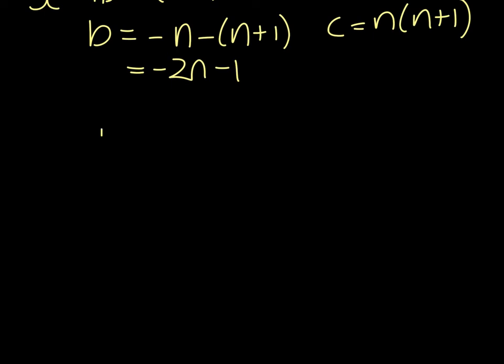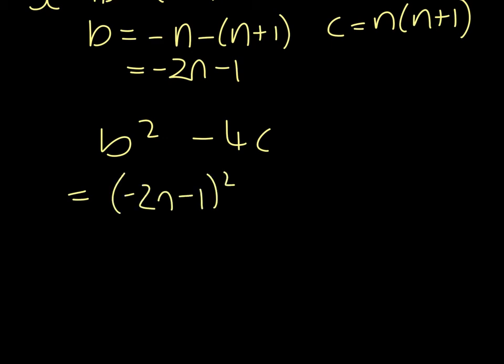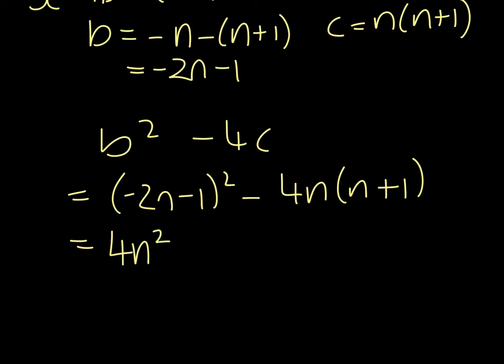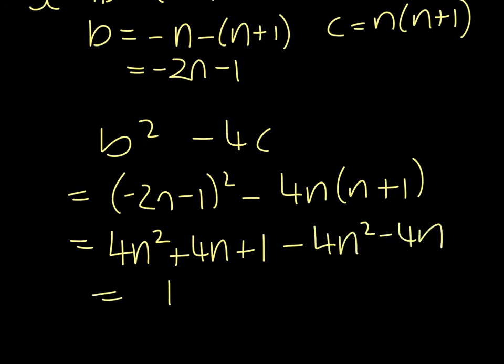We've been asked to find b squared minus 4c, so that is minus 2n minus 1 all squared minus 4 times n times n plus 1. Square in a bracket, square the first term. Multiply the two terms together, that gives us 2n, and double that, so that's 4n, and square the last term. Then we have minus 4n squared minus 4n, which leaves us with 1.